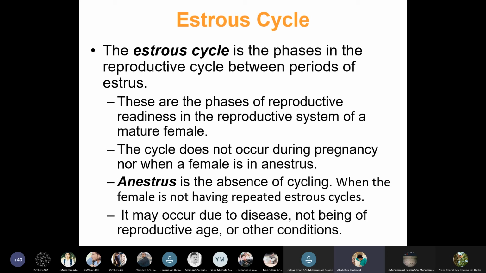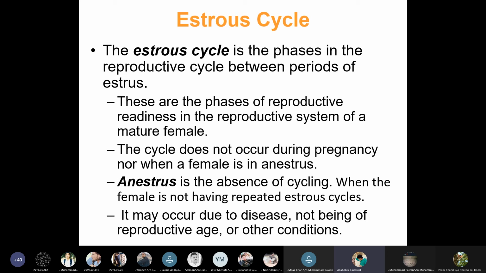The estrous cycle ceases. One, the estrous cycle is ceased in pregnancy, and the estrous cycle also ceases in the condition of anestrus. Anestrus can be due to many reasons, which we will describe later on. लेकिन अंडर प्यूबर्टी होगा तो उसमें भी estrous cycle मौजूद नहीं होगा उन एनिमल्स में जो अंडर प्यूबर्टी होंगे. So anestrus is the absence of cycling, when the female is not having repeated estrous cycles.